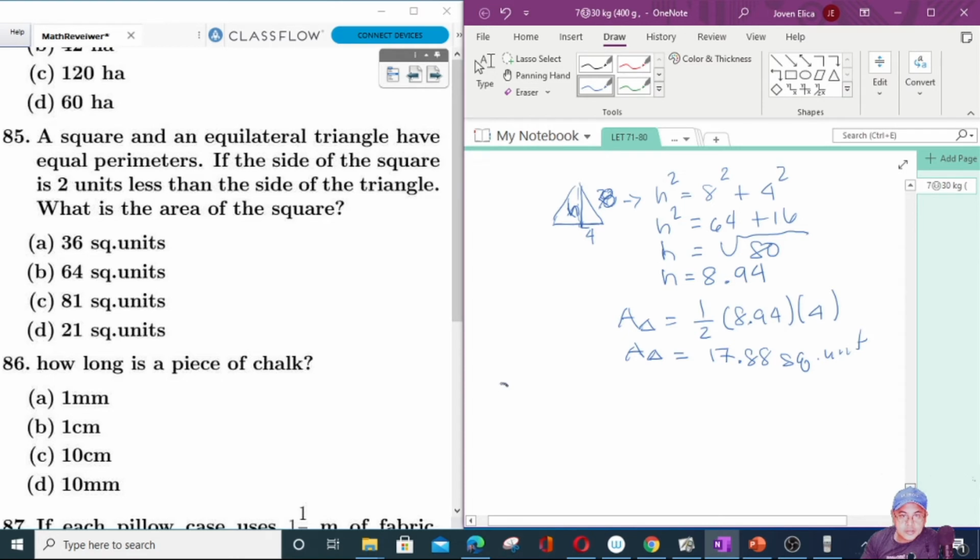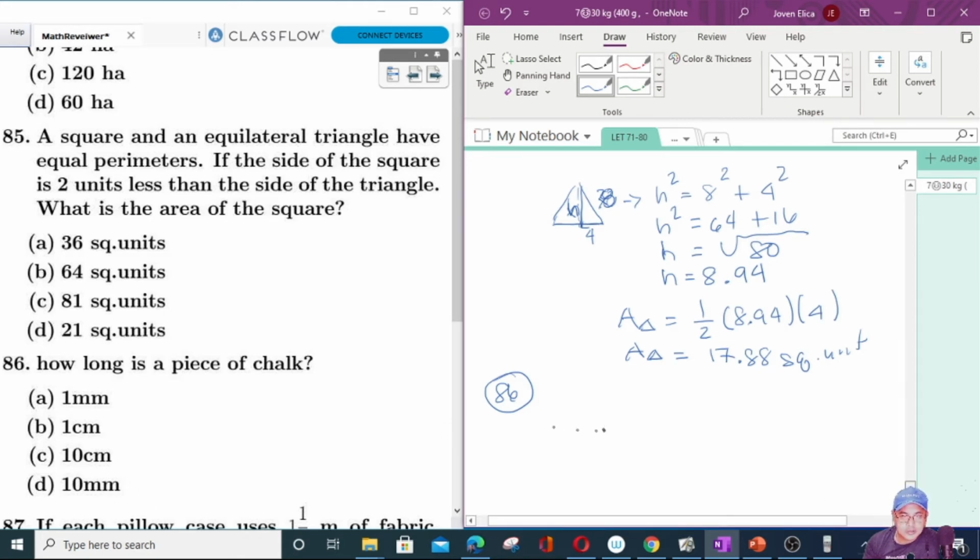Alright, so number 86. How long is a piece of chalk? This one, no need for calculation. We need to use common sense. A piece of chalk is impossible to be 1 millimeter because 1 millimeter is very small. 1 centimeter also is very small. 10 centimeter maybe, and 10 millimeter compared to 10 centimeter, 10 centimeter is longer than 10 millimeter.